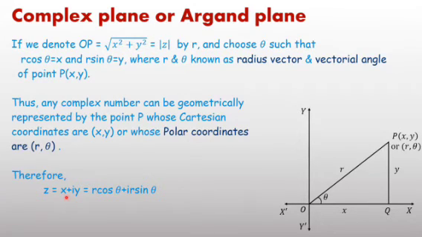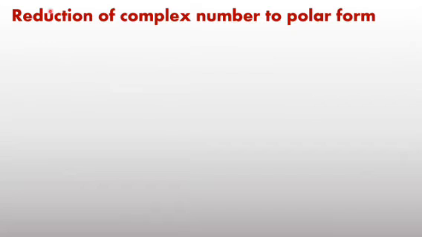If any complex number is written in terms of x and y, meaning real numbers x and y, it is known as the Cartesian form. If it is written in terms of r and theta, meaning r cos theta plus ir sin theta, then it is known as the polar form of the complex number, where x equals r cos theta and y equals r sin theta.